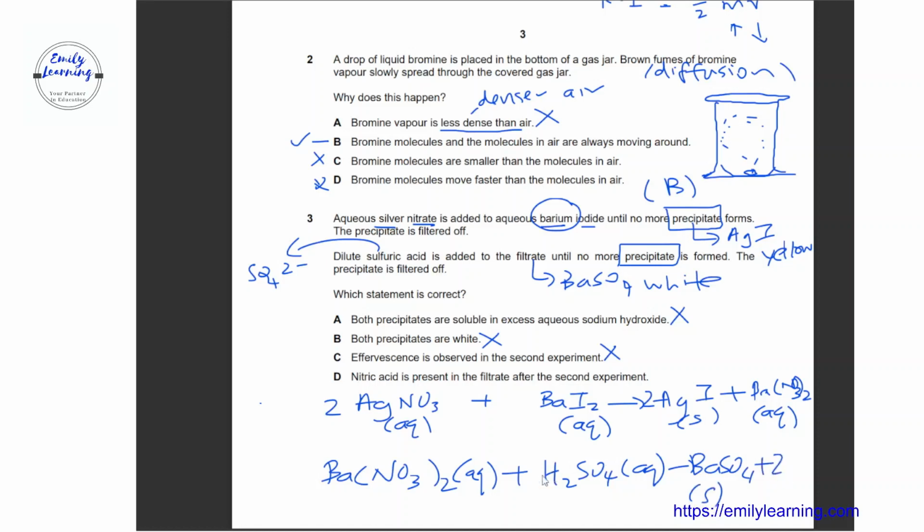And if you look at it, the barium combines with the sulfate. So the hydrogen ions will combine with the nitrate ions to form nitric acid. So therefore, we agree that nitric acid is present in the filtrate after the second experiment. So therefore, D is the answer for question 3.